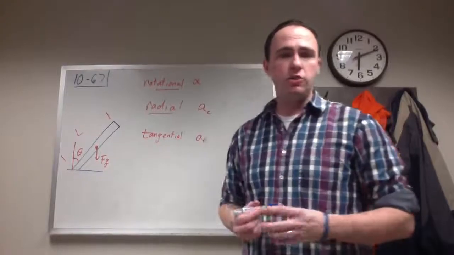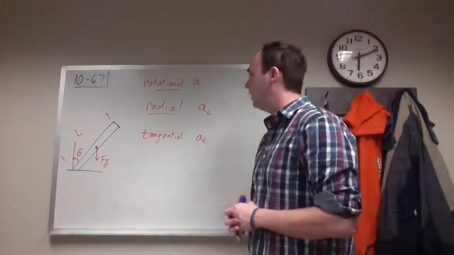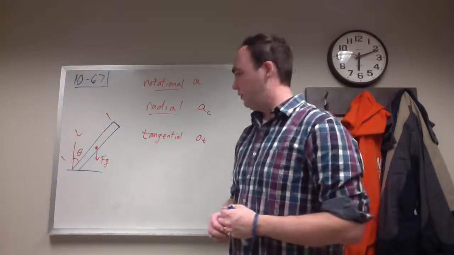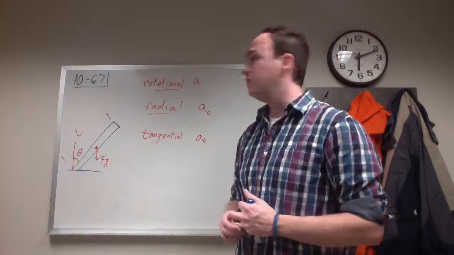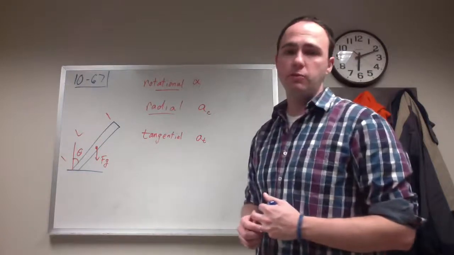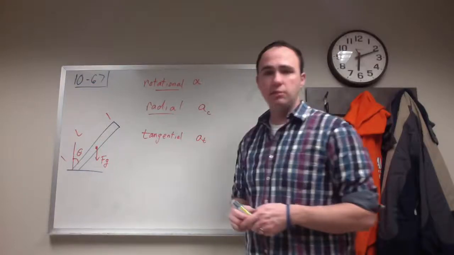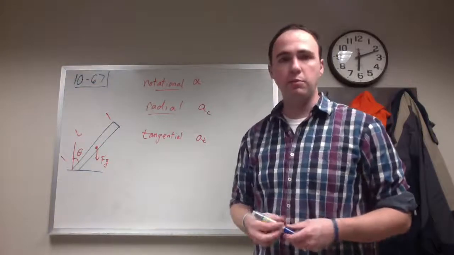Right, time for a super quick homework hint on the problem of rotational motion of a falling chimney. This is problem 67 out of chapter 10. So first of all, some terminology just to clear up and remind you.